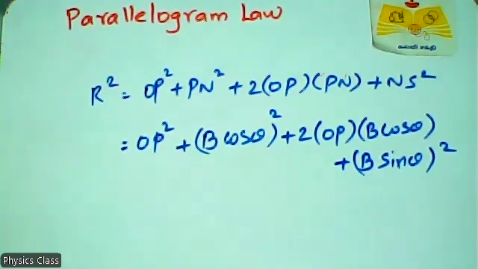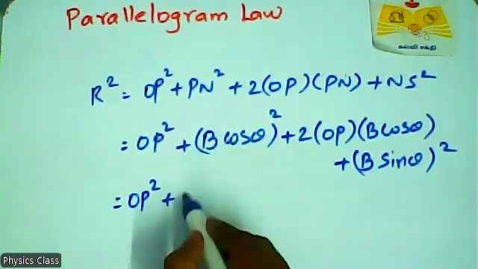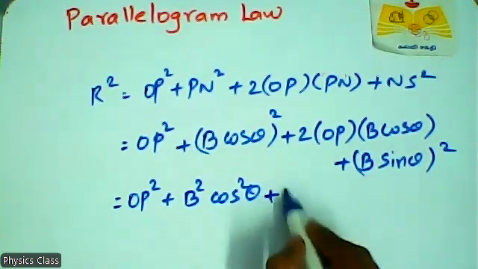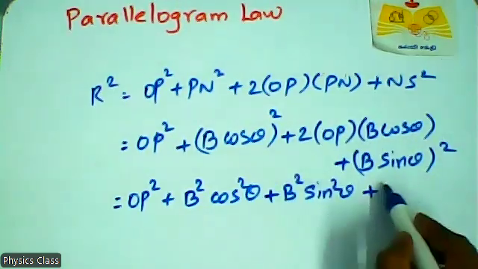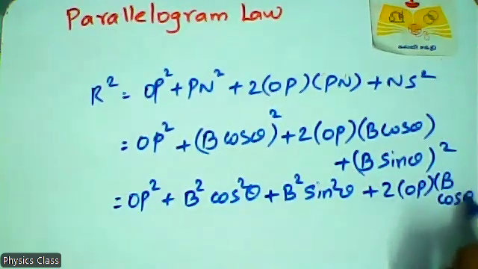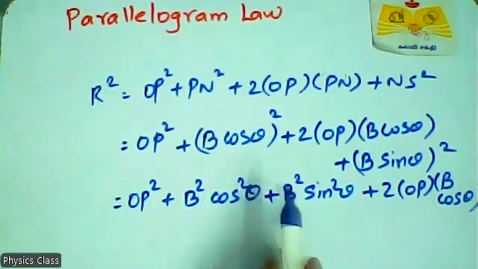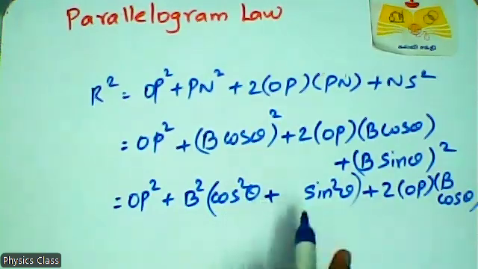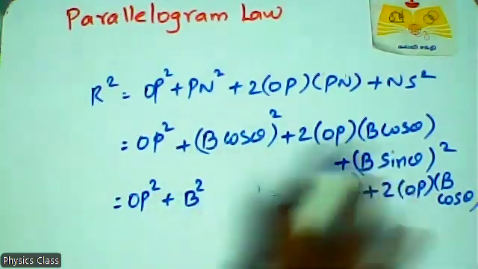So OP square, this is B square cos square theta, and this is B square sin square theta. And then this term: 2 into OP into B cos theta. So we can take B square as common. Cos square theta plus sin square theta has value 1, so we can neglect this.